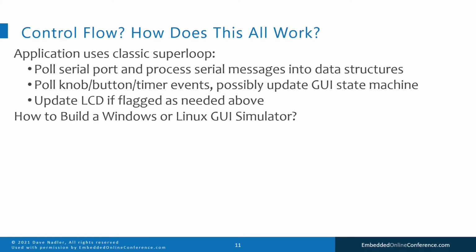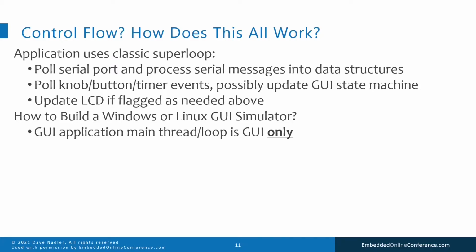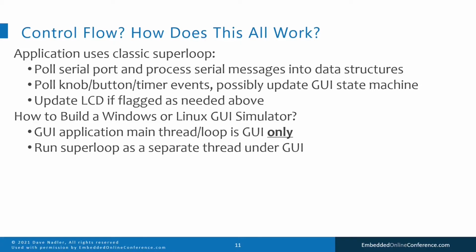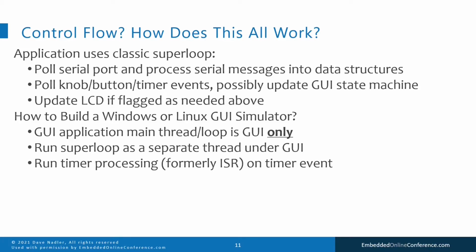So how do you put that all together in a simulator? In this case, the Windows GUI application is the main thread. We're going to run that GUI only. The super loop is going to be run as a separate thread under the GUI. It's possible in some simulation environments that you run the super loop one iteration per and the same thread as the GUI, but it's a little easier for this application to just run it as a separate thread.